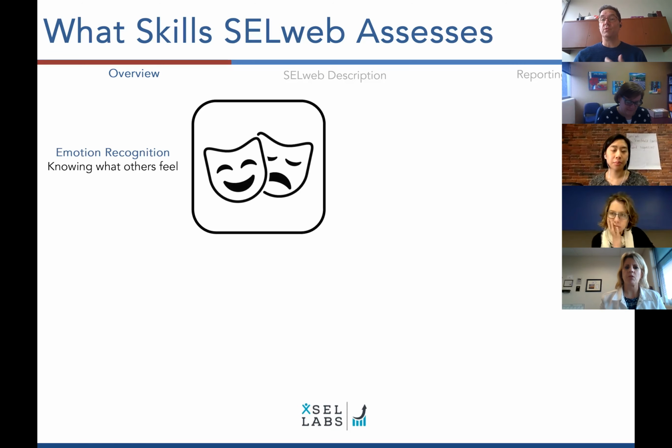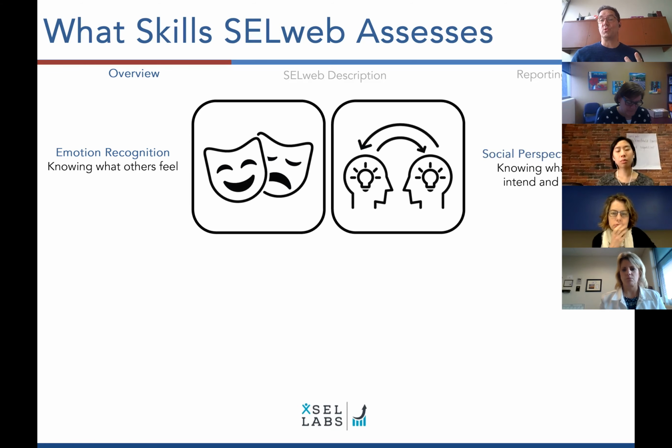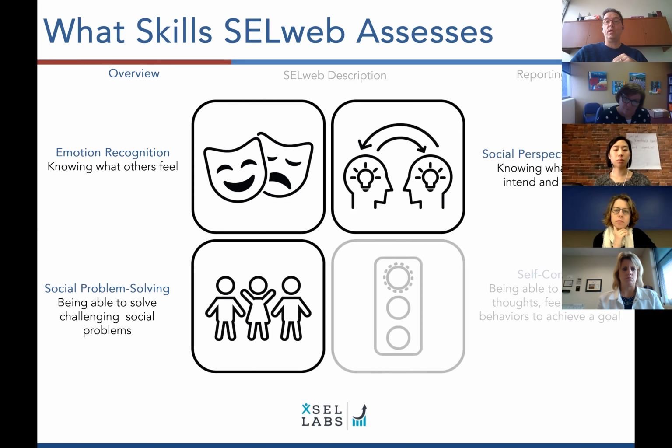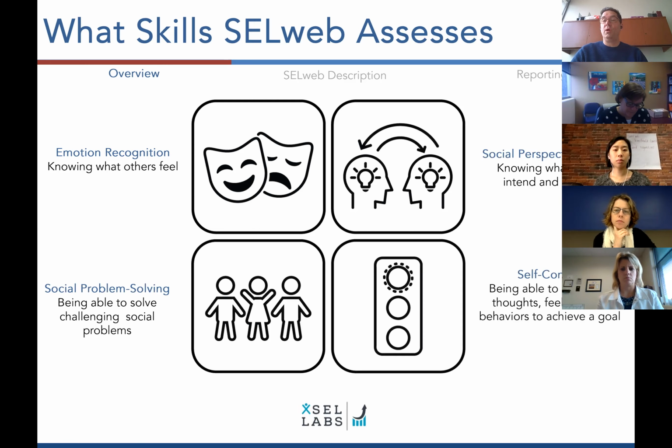Emotion recognition, which involves knowing what other people feel from nonverbal cues like facial expressions. The second is social perspective taking, which has to do with understanding other people's intentions or beliefs, really being able to see things as someone else does. A third area is social problem solving, which has to do with understanding and being able to navigate challenging social situations. And a fourth area is self-control, which involves the ability to voluntarily modulate your thoughts and feelings in service to a goal.